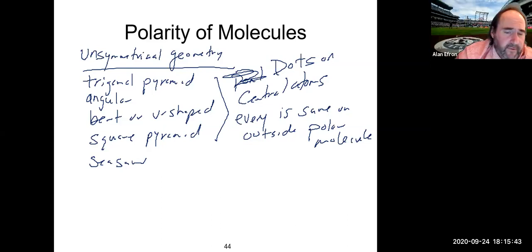Yeah, so with unsymmetrical geometries, pretty much when you draw your Lewis structure, if you have dots on the central atom, which means you have non-bonding electrons there, and all the atoms on the outside are the same element, it's a pretty darn safe bet to say that that's going to be a polar molecule. And that's because with those dots, like we had with water, for example, with these dots on the central atom, we have these unsymmetrical geometries.